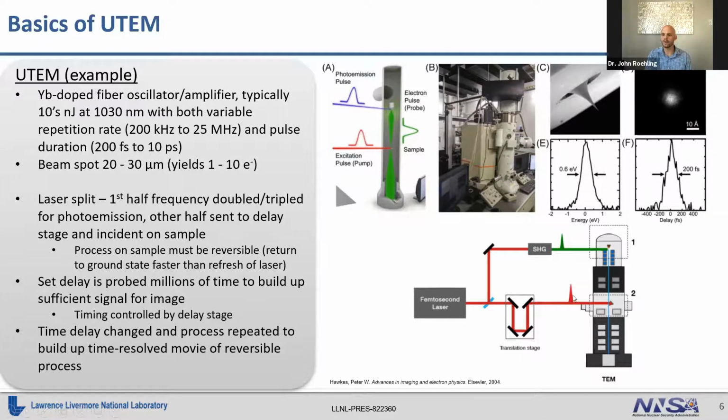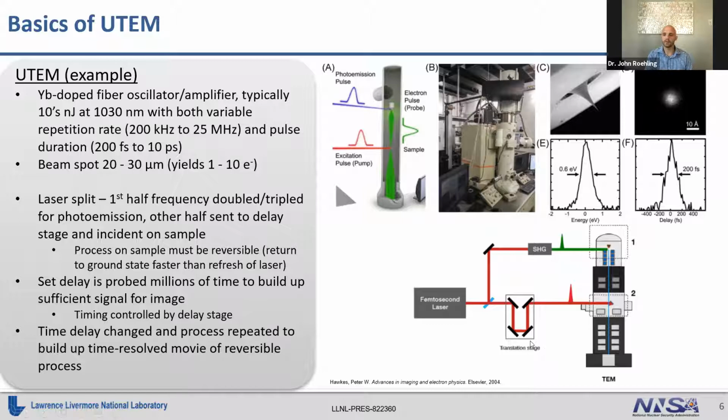You then repeat that process millions and millions of times while exposing the CCD to capture an image of a single time step. If you want to do the next time step, you change the translation stage to a different path length and then repeat that process. But you can build up a movie of as many time steps as you want using this. It just generally takes a long time.